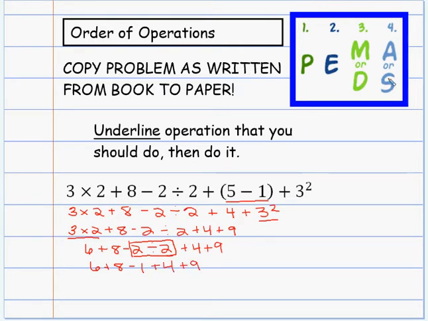Now we go addition or subtraction from left to right. So it's 6 plus 8 is 14. 14 minus 1, 13, plus 4 plus 9. 13 plus 4 is 17, plus 9 would be 26. There you go.